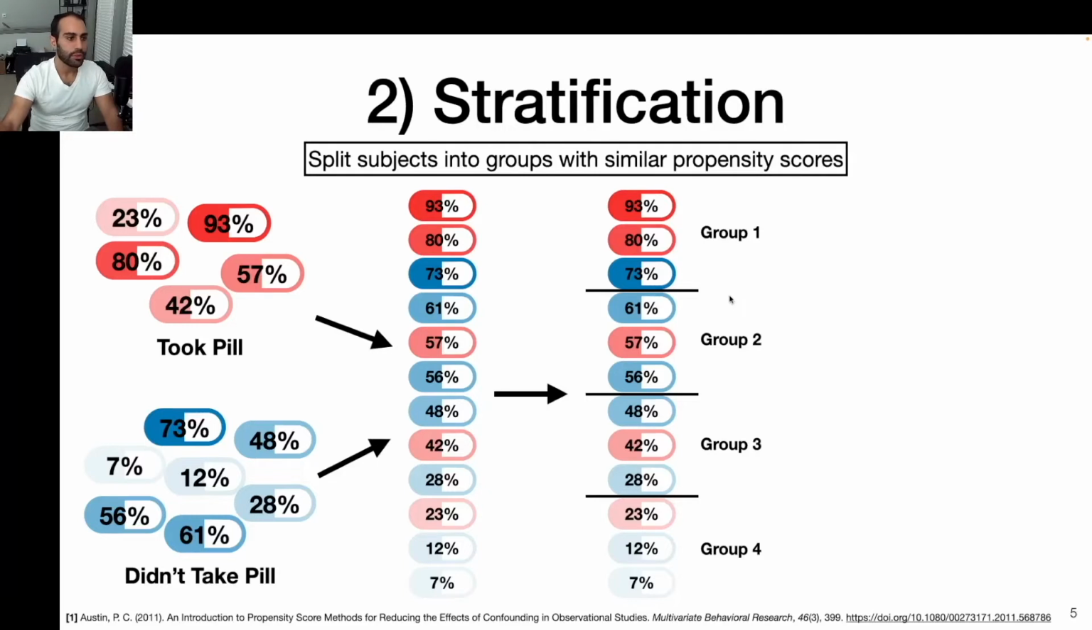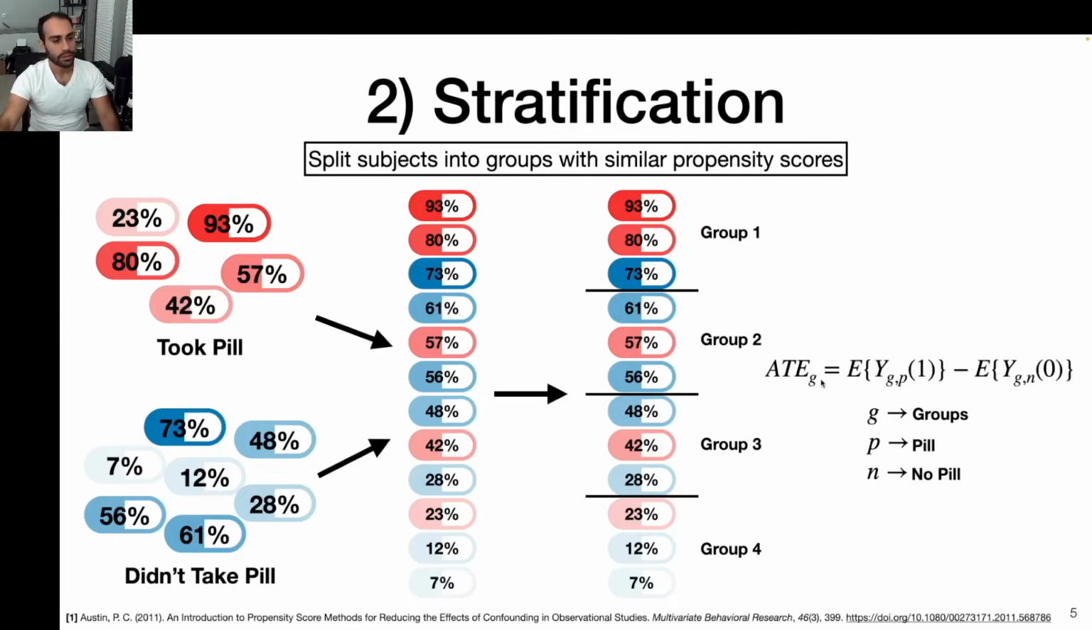And then we can compute the average treatment effect in each of these groups. Don't worry too much about the notation here. G is just indexing each group. So we can have group 1, group 2, group 3, group 4. And then P is just indexing the people that took the pill, N is indexing the people that didn't take the pill, and we can compute the average treatment effect for each group like this.